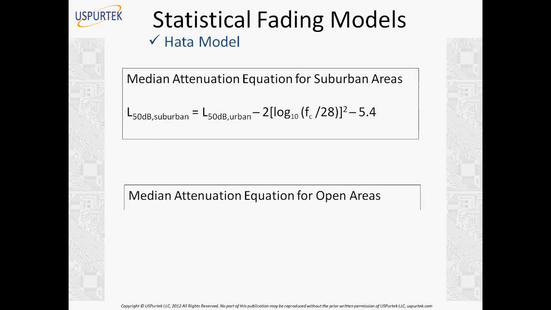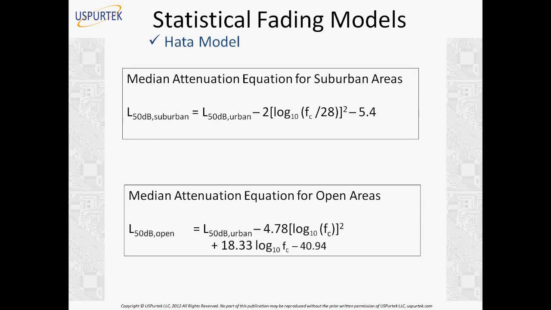Now this is the equation for suburban areas, and this is the equation for open areas, the lower one. So you have three different equations for urban, suburban, and open areas. That's what we get here. So it sounds similar to the Okumura model, but it's much more simplified. Much more simplified equations that just need inputs, like in this case for open areas, you just need the carrier frequency, and that's it. And you need the L50 dB value for urban.